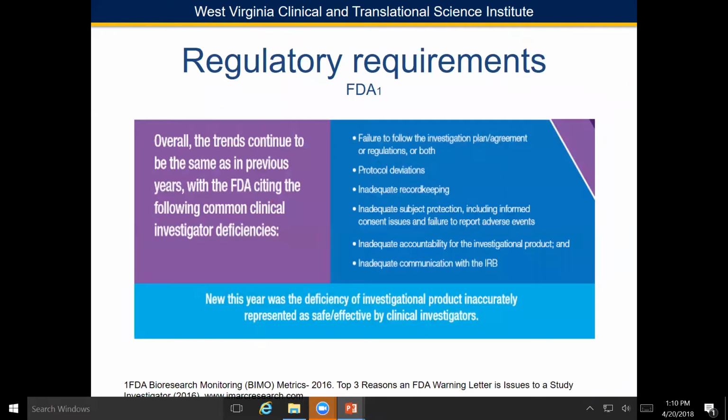And overall, the trends continue to be the same with previous years for FDA citings. Except for new this year, there was a deficiency of the investigational product inaccurately being represented as safe or effective by clinical investigators.